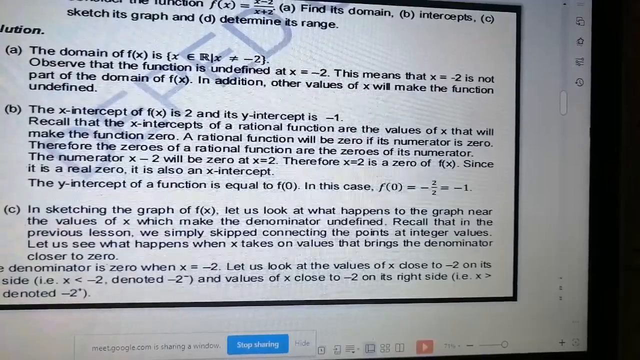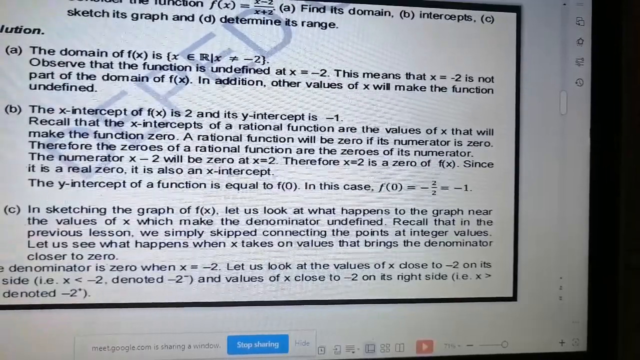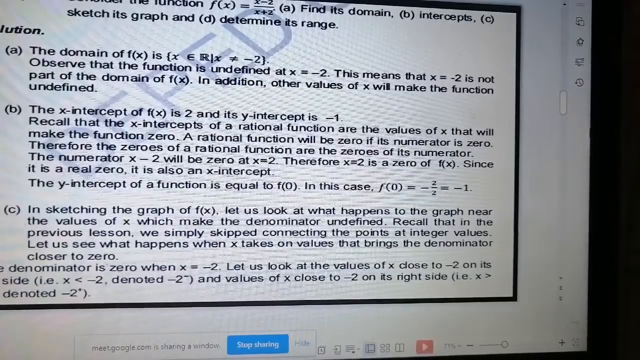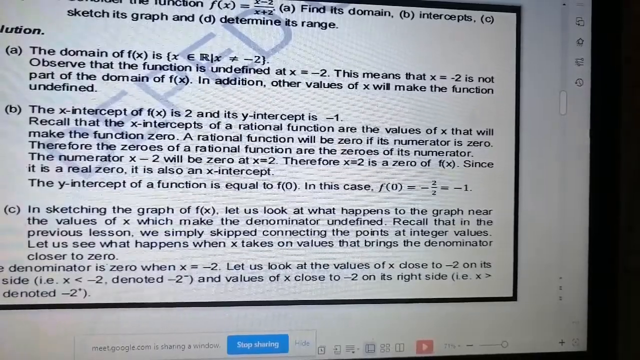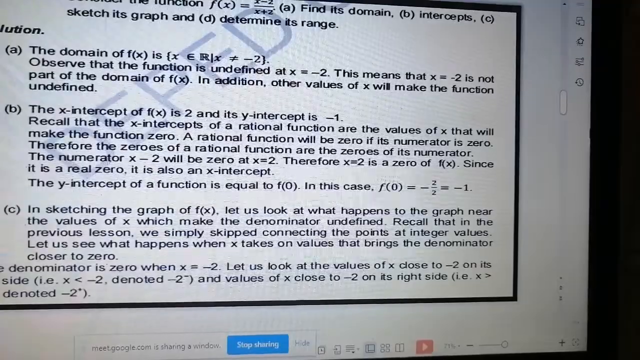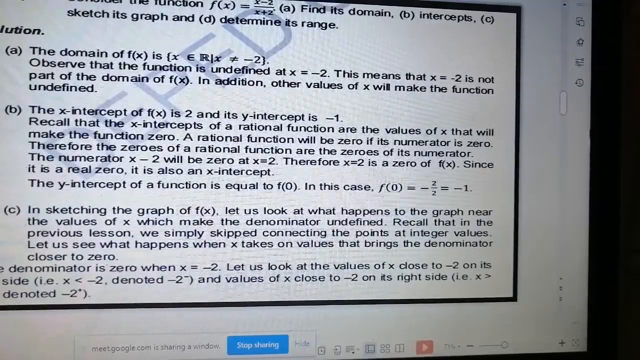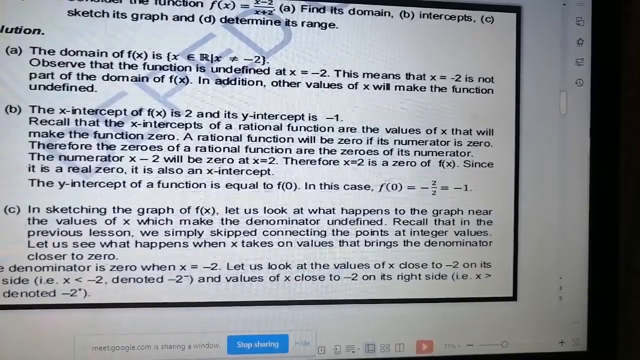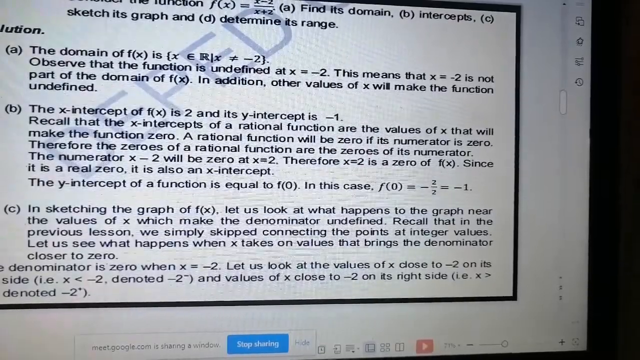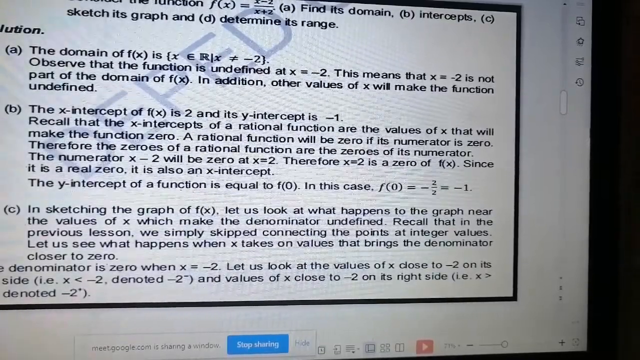2 divided by 2. Hala? 1. Negative 1. Okay? So, kaya ang kanyang y-intercept ay negative 1. Okay. Next tayo, sketch. Sketch, yung letter C, sketch its graph and sketch daw natin.